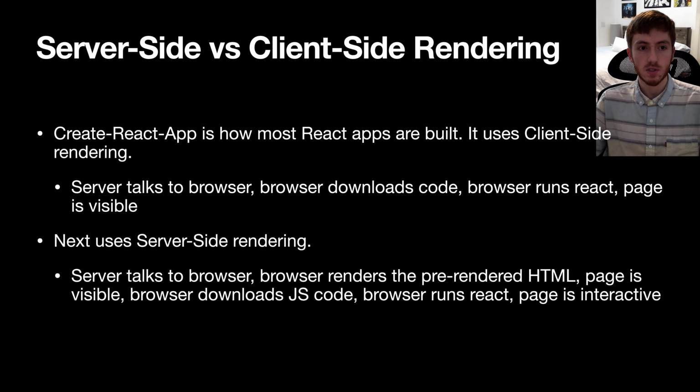So server-side versus client-side rendering. Create React App is how most React apps are built. That uses client-side rendering. Essentially, your server is going to talk to your browser, the browser's going to download the code, the browser's going to run React, then you can see the page. Next uses server-side rendering. The server's going to talk to the browser, the browser renders the pre-rendered HTML that Next created immediately, and the page is visible. Meanwhile, the browser is still downloading the JS code and then running React to make the page interactive, completing the hydration process we mentioned earlier. So that's what makes server-side rendering faster.